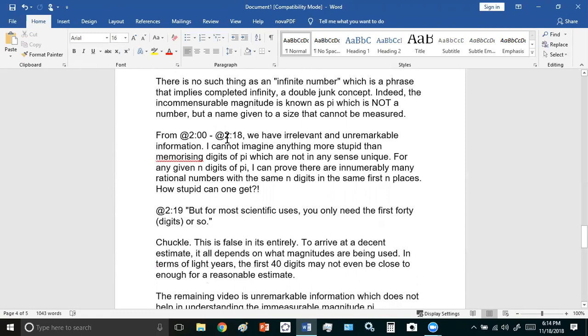And then from 2:00 to 2:18, we have irrelevant and unremarkable information. I cannot imagine anything more stupid than memorizing digits of pi, which are not in any sense unique. For any given n digits of pi, I can prove there are innumerably many rational numbers with the same n digits in the same first n places. How stupid can one get?